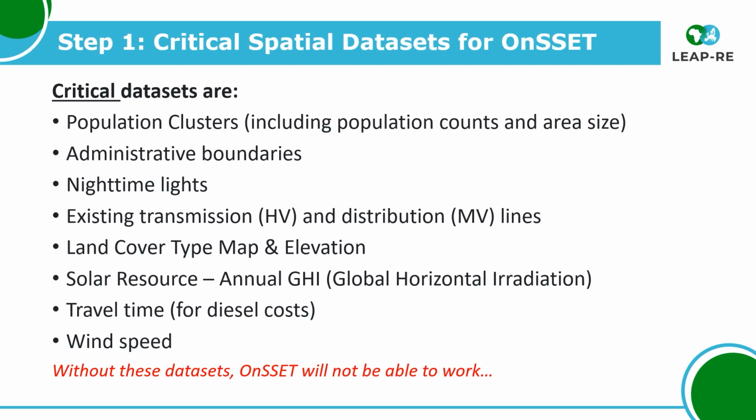Now we'll get into some of the critical data sets that are required to run OnSSET. These data sets are completely critical, and without them, OnSSET cannot work. Firstly, we need the population clusters, including the population counts and the area size of that area. We need the administrative boundaries of the country and sub-administrative boundaries, nighttime light intensity, existing transmission and distribution infrastructure, land cover types maps and elevation maps, solar resource, typically here modeled as the annual global horizontal irradiation, travel time to be used for determining the cost of diesel transportation, and wind speed.